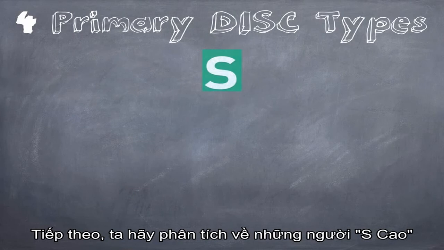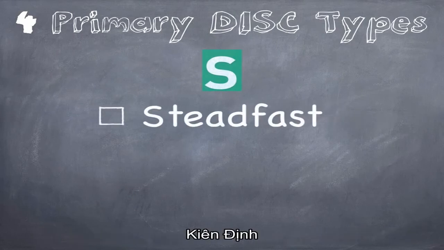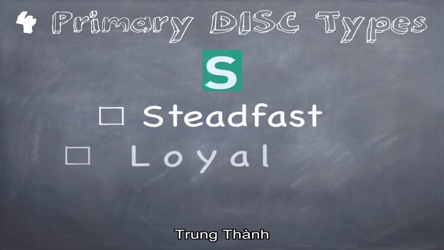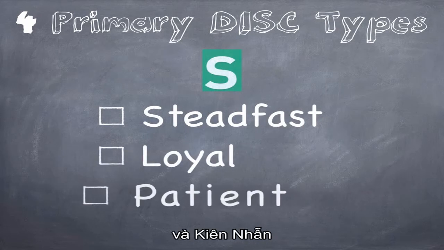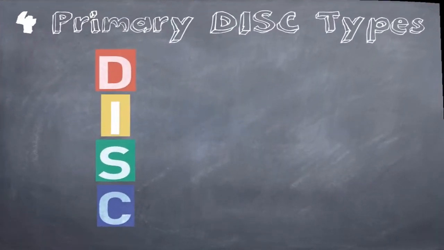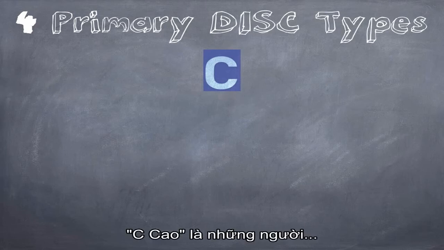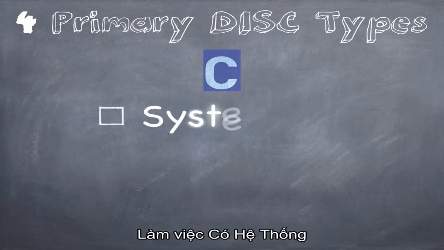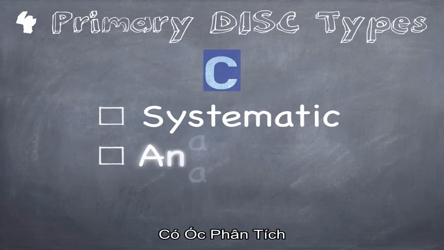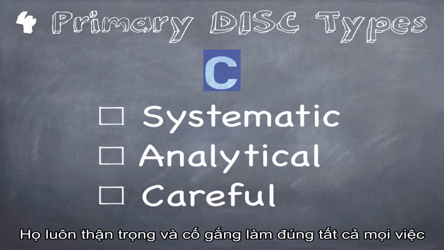Moving back, let's take a look at the high S. And what this scale is measuring is those individuals that are steadfast. They are loyal and they are patient. And they're the ones that are that team glue, helping connect people together. And finally, the C scale. A high C, someone who is systematic, someone who is analytical, careful, and wanting to do things the right way each and every time that they do them.